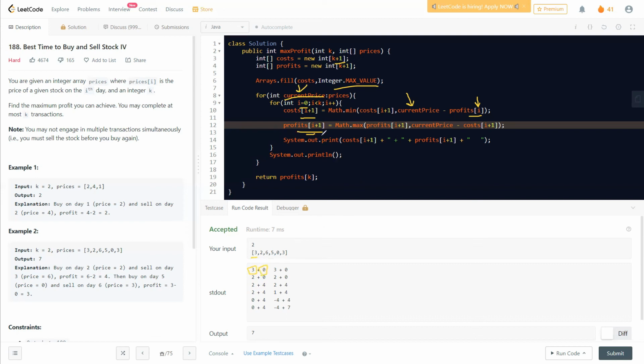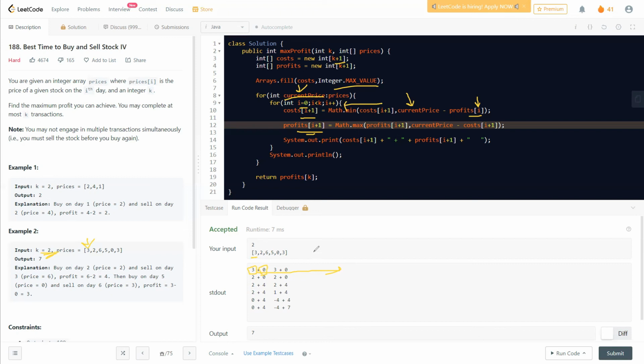Now, that's the first iteration, and we need to go ahead with k equals 2, right? So k equals 2 at this position, so we need to go ahead for two iterations on this loop. What we're printing over here is the cost of i plus 1 and profits of i plus 1 after each step, like after each value of k, and for each current price. So in the first row you can see that for current price 3, this is the row getting printed.